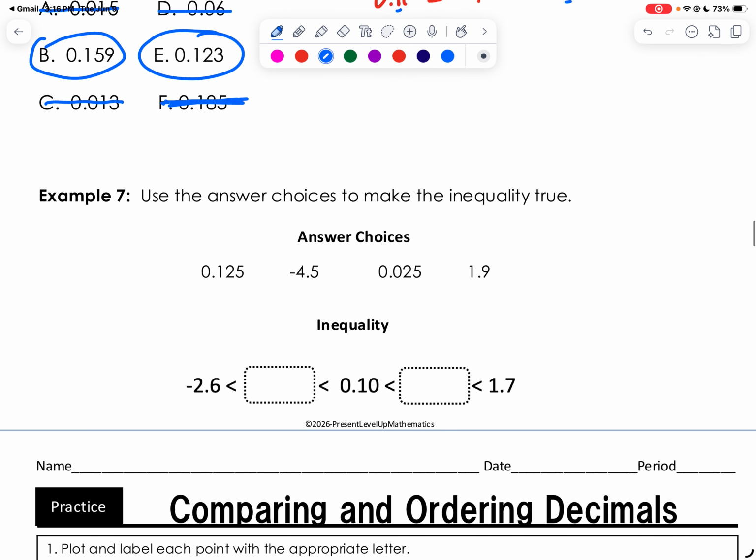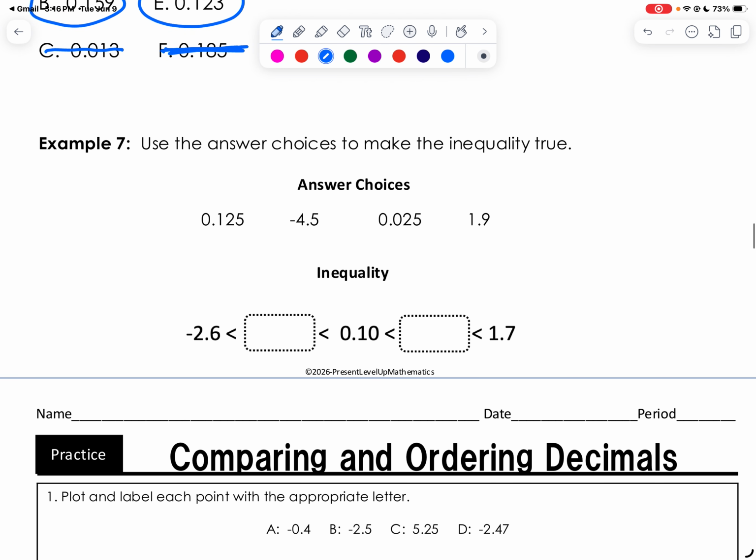All right, example 7. Use the answer choices to make the inequality true. So we have 4 answer choices, 0.125, negative 4.5, 0.025, and 1.9. So here's our inequality. Our smallest number is negative 2.6. So this is our least. And then it's less than 0.10, which is less than 1.7. So this is our greatest number.